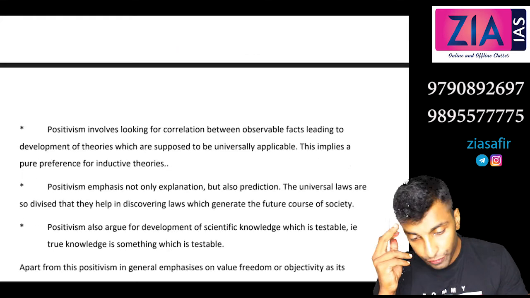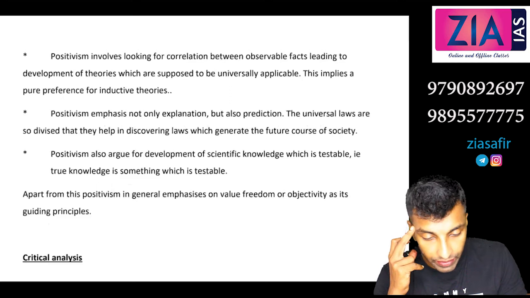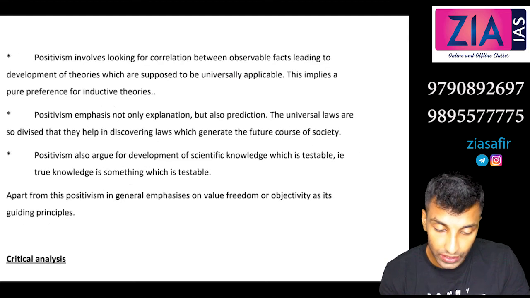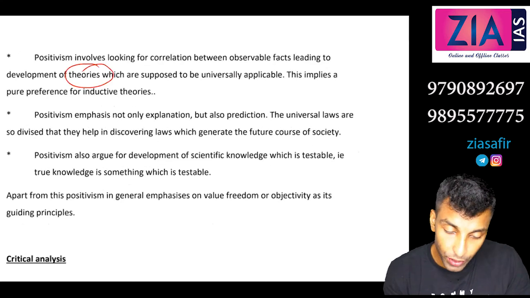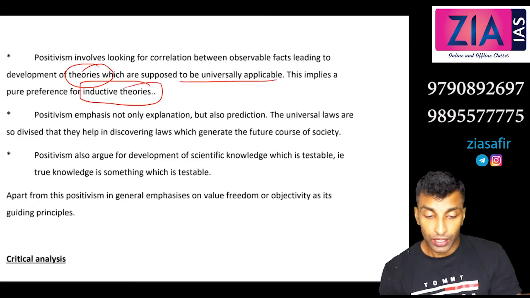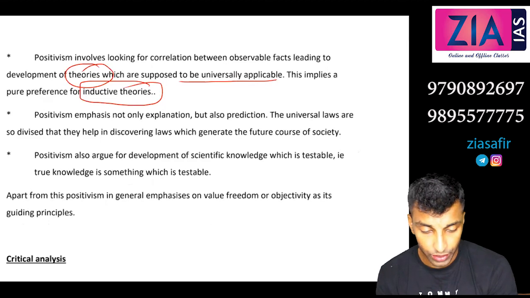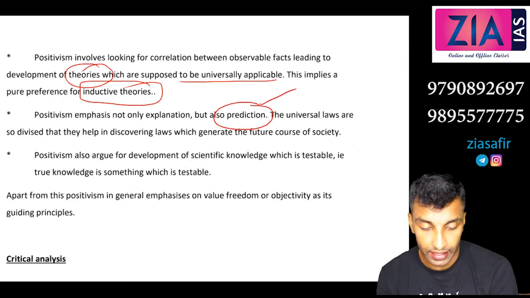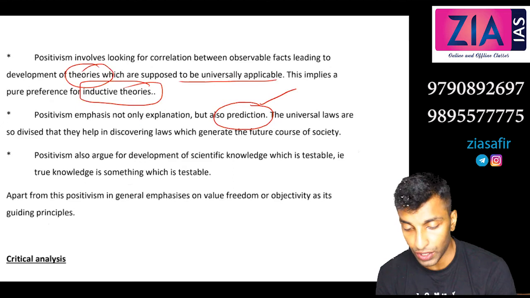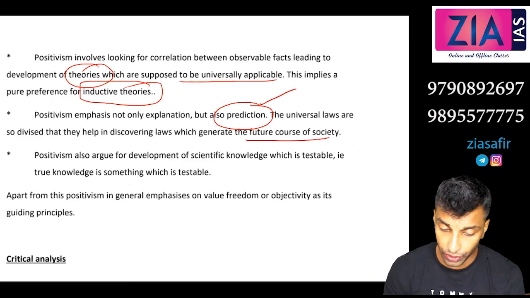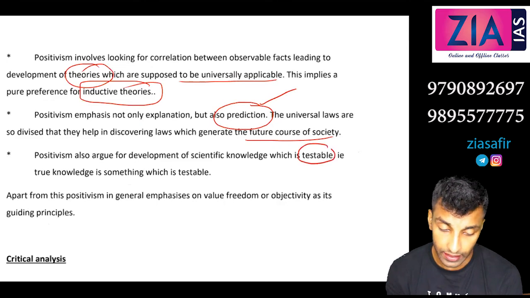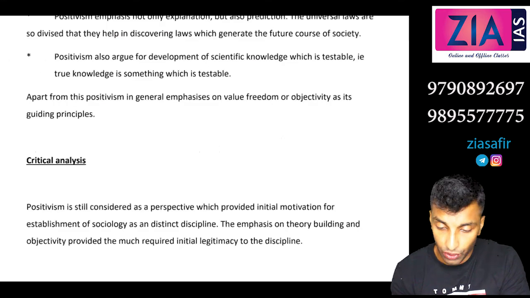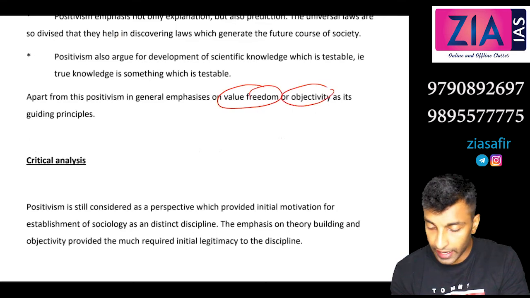Now positivism involves looking for correlation between observable facts leading to development of theories which are supposed to be universally applicable. So here theory building, okay, universally applicable theory building. This implies a pure preference for inductive theories. So positivism not only talking about explanation but also prediction. Okay, the universal laws are so devised that they help in discovering the laws which generate the future course of society. Positivism also argue for development of scientific knowledge which is testable, that is the true knowledge is something which is testable.